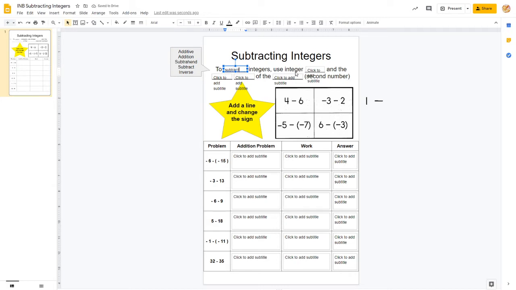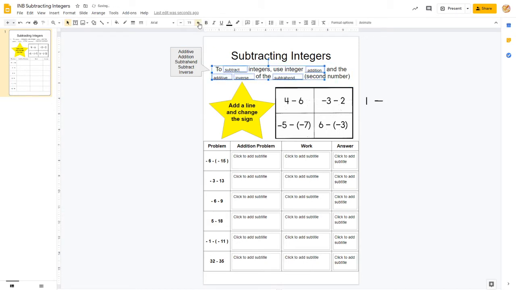integers, use integer addition, and the additive inverse of the subtrahend, which is the second number in a subtraction problem. And I spelled that wrong even though it was right there in front of me.